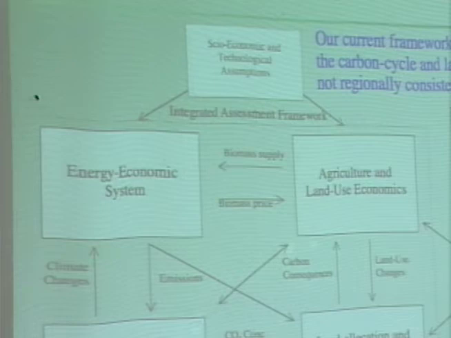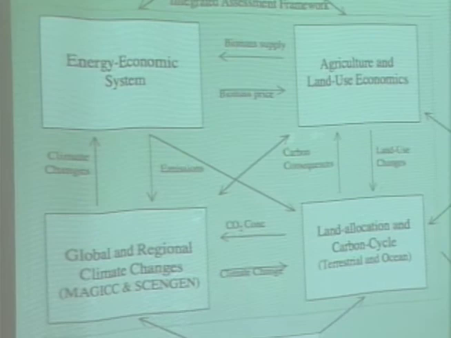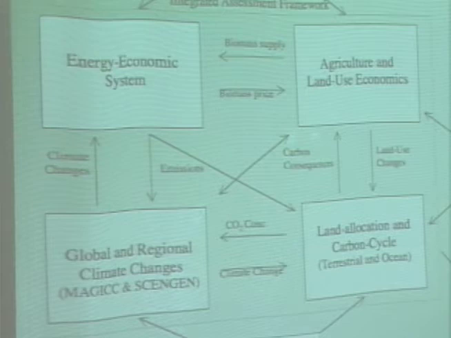Then here, the link is in the land use changes and carbon consequences when you get to the carbon cycle. Right now, we have a model where we do have interaction between the carbon cycle and land use changes, but the land use changes are regional and the carbon cycle is global. So that's not consistent. What we're building is consistent regional models of linked land use and the carbon cycle. The idea is that we can take inputs from Earth system models to calibrate that. I'll show you what that would look like in a moment.